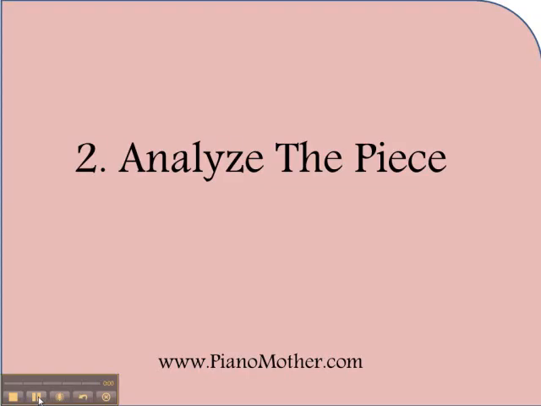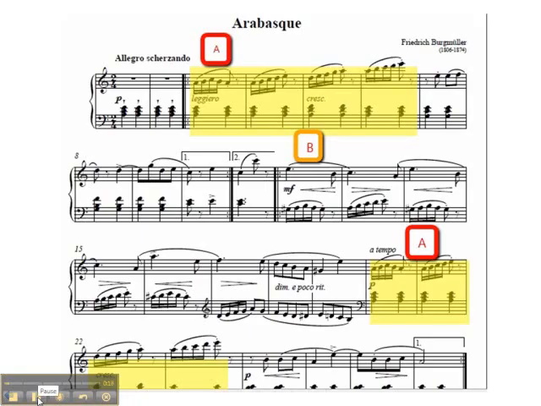The second strategy is to analyze the piece. You may analyze the piece by observing any repeating segments. Very often, a music piece has repeating segments. Let me give you a couple of examples. Take a look at this. This piece is a standard intermediate repertoire, Arabesque.